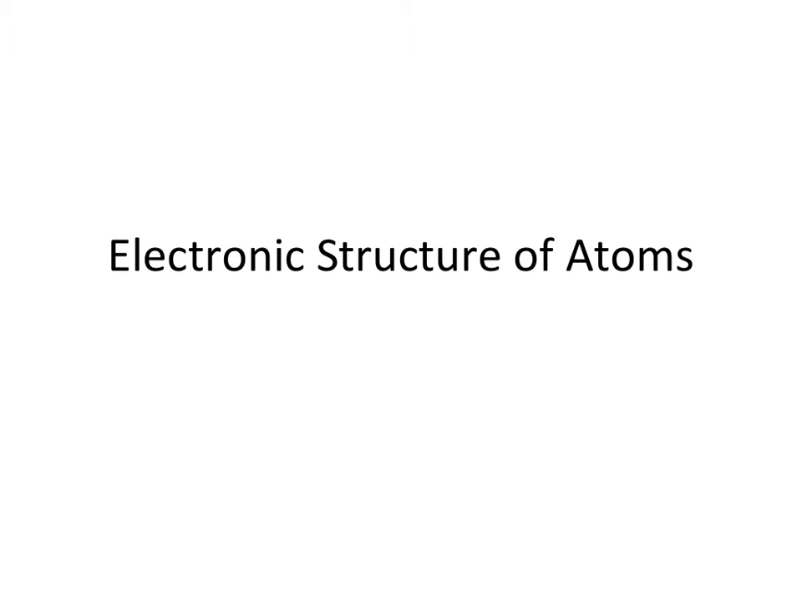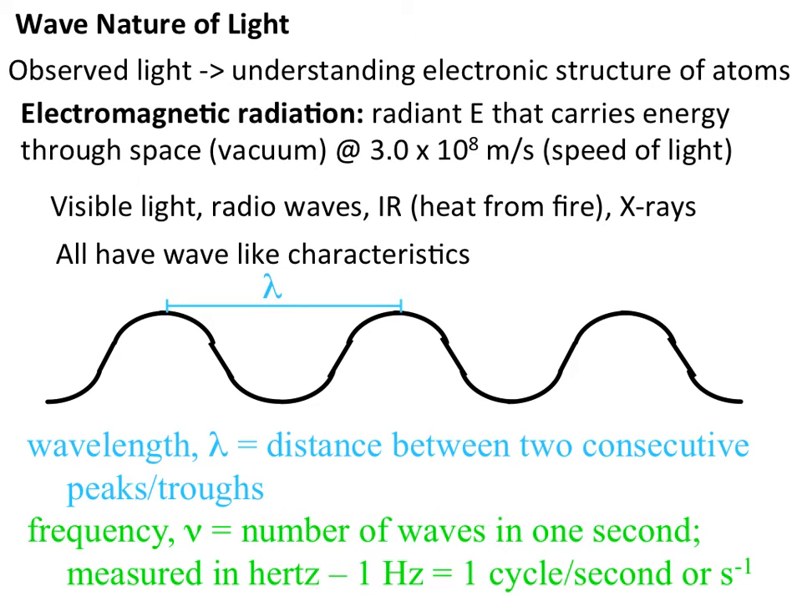The electronic structure of atoms is what we're going to be looking at in the next several lectures. And we're going to be looking at the physical manifestations of the electronic structure, so basically what we actually see or experience, that allows us to understand atoms, which are something that we cannot see without the aid of powerful instrumentation. So the wave nature of light, and specifically observed light, has led to a better understanding of unobservable phenomena such as the electronic structure of atoms.